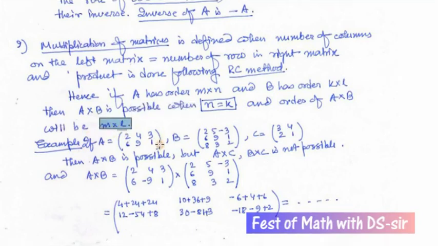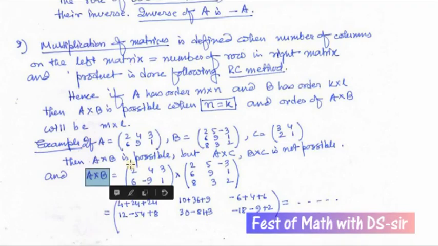For example, A is a 2 by 3 matrix, B is a 3 by 3 matrix, and C is a 2 by 2 matrix. Now see, A into B is possible because the number of columns in A is equal to the number of rows in B. But A into C is not possible, B into C is not possible. But C into A is possible because the number of columns in C, which is 2, is equal to the number of rows in A.